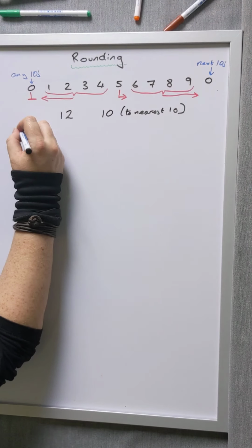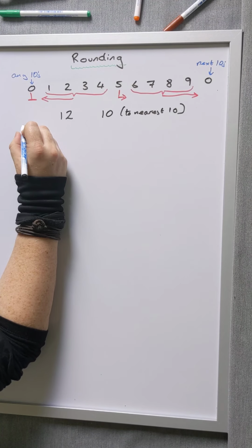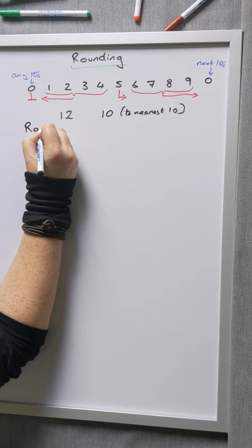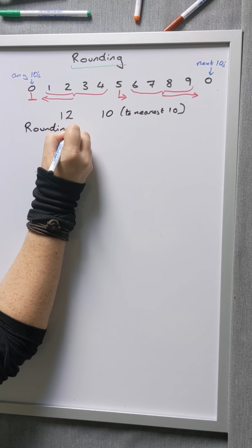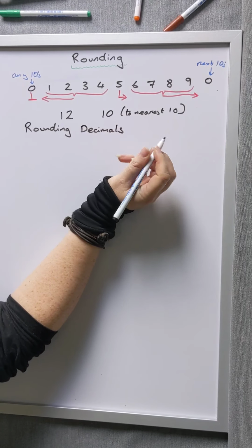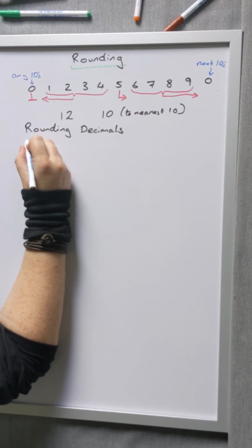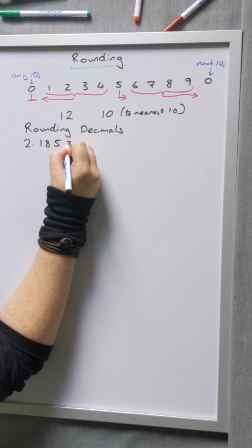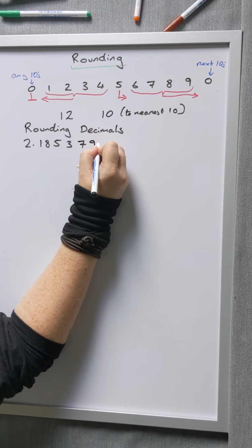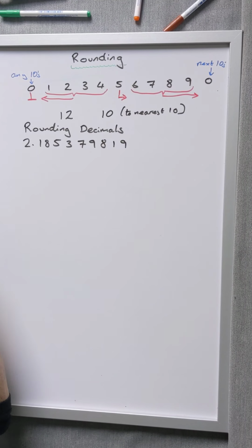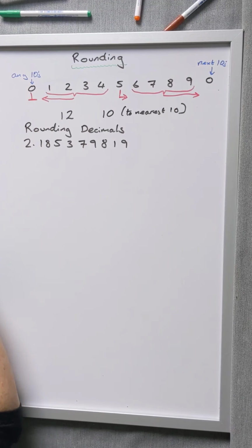So, if we look at it for rounding decimal places, which is the one that you will be tested on most, rounding decimals, I'm going to give you a number here. It's a very long number. And we're going to round it to all its decimals. Well, most of them.